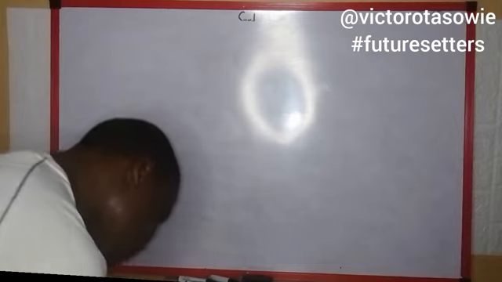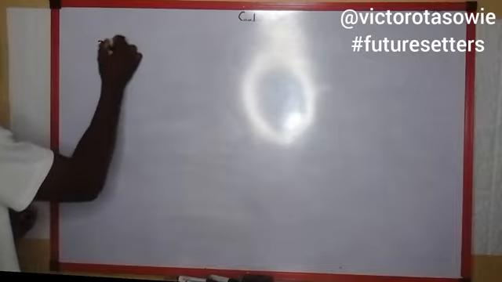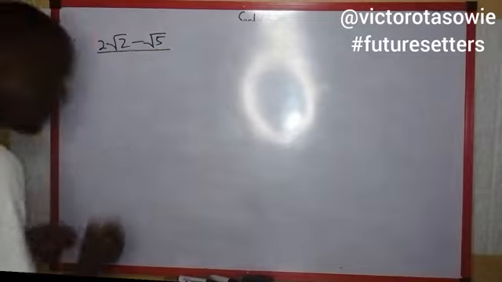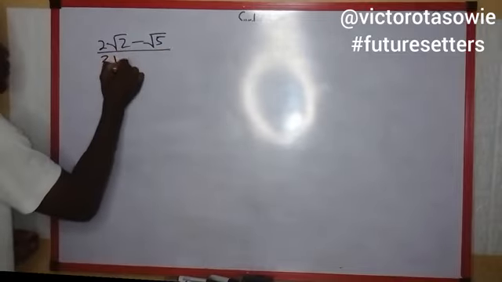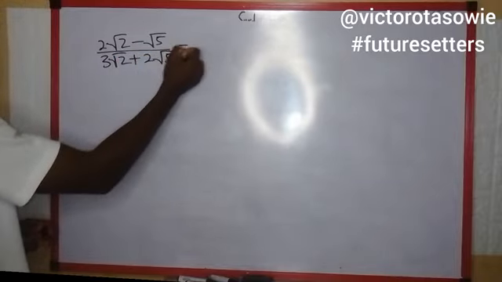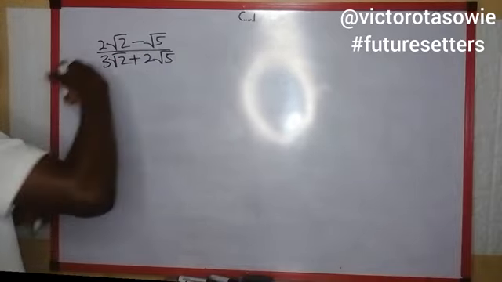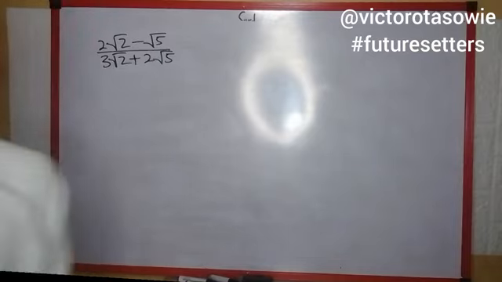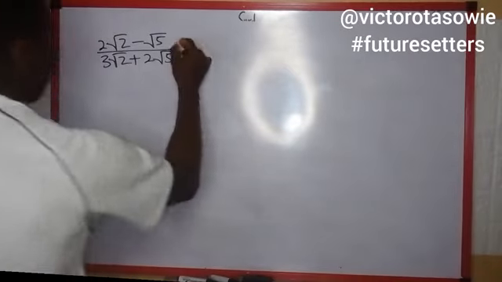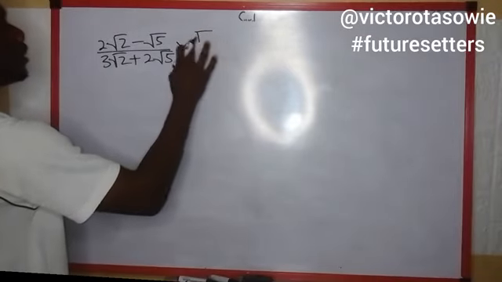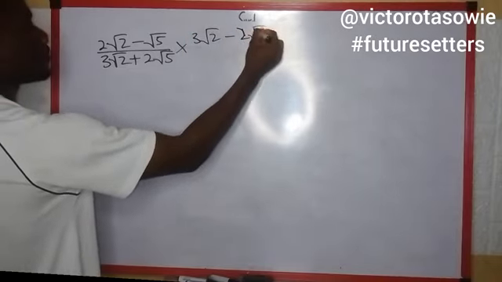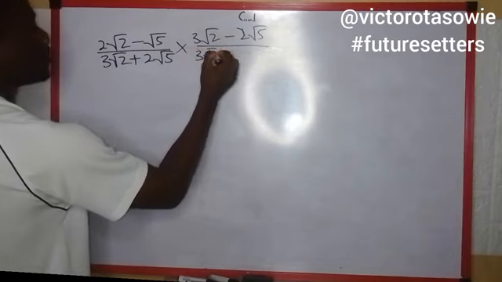So we have this question now. We have 2 root 2 minus root 5 over the next one. We have 3 root 2 plus 2 root 5. Now to analyze this, like I said, you are going to multiply. If you have positive, it becomes negative. If you have negative at the denominator, it becomes positive. So make sure you take note of that aspect. So in this part, you multiply by negative because the denominator is positive: 3 root 2 minus 2 root 5 over 3 root 2 minus 2 root 5.